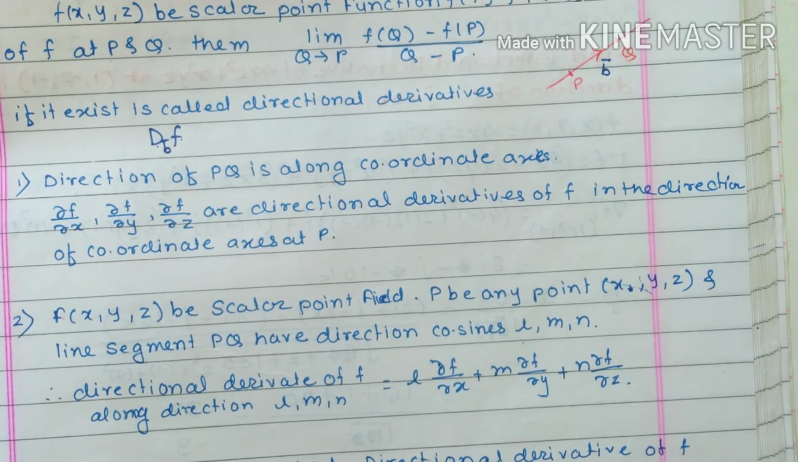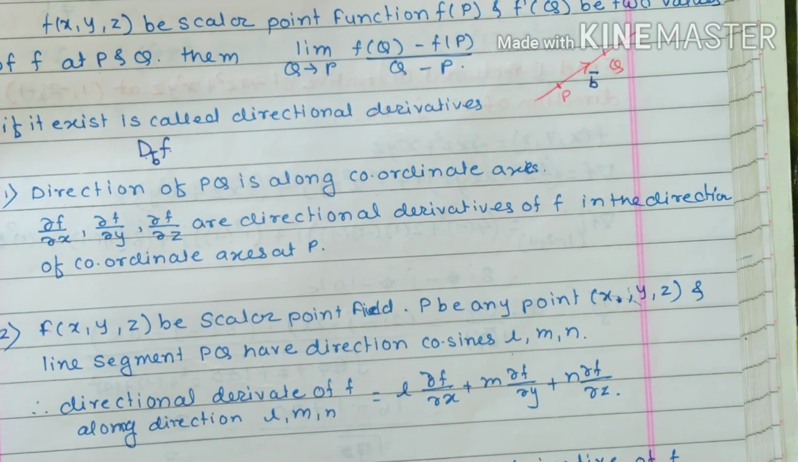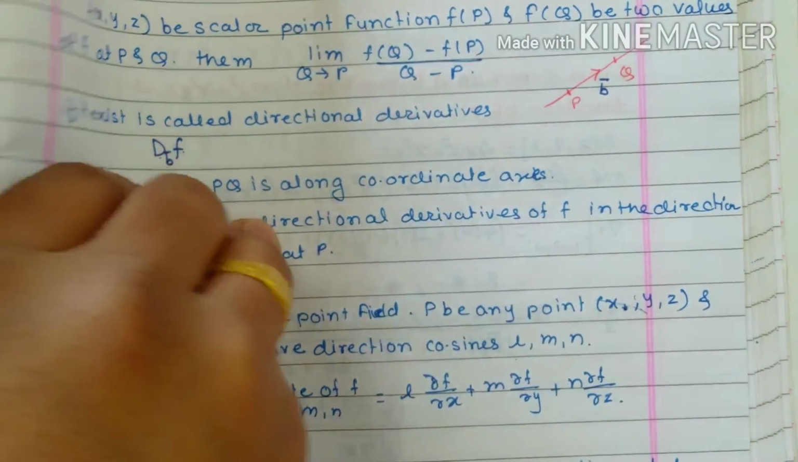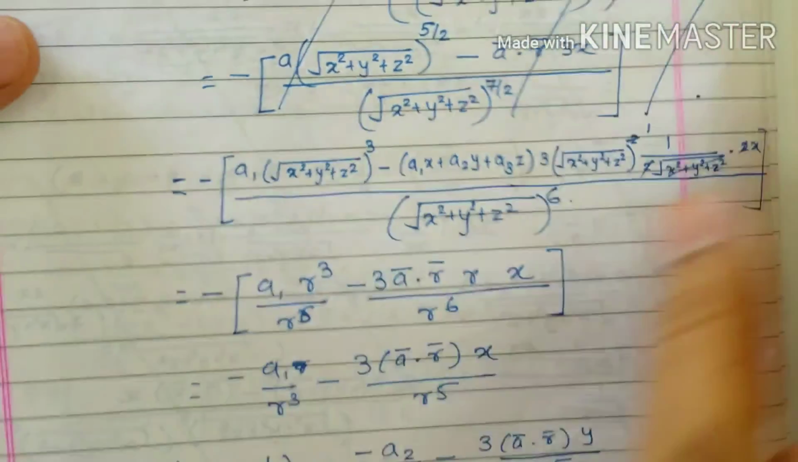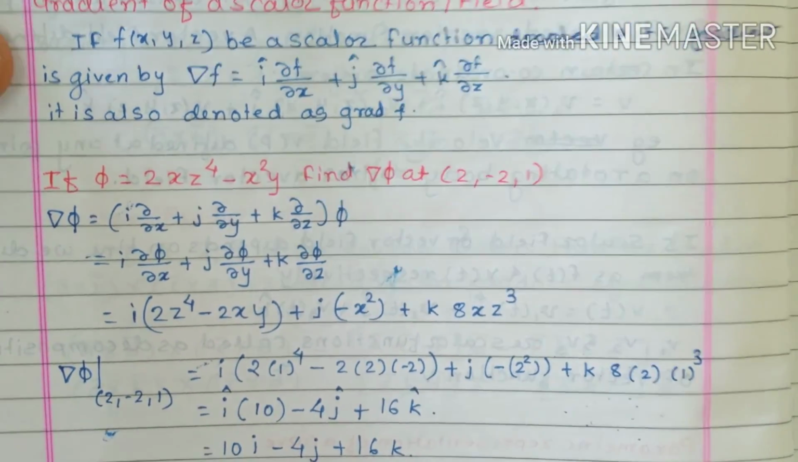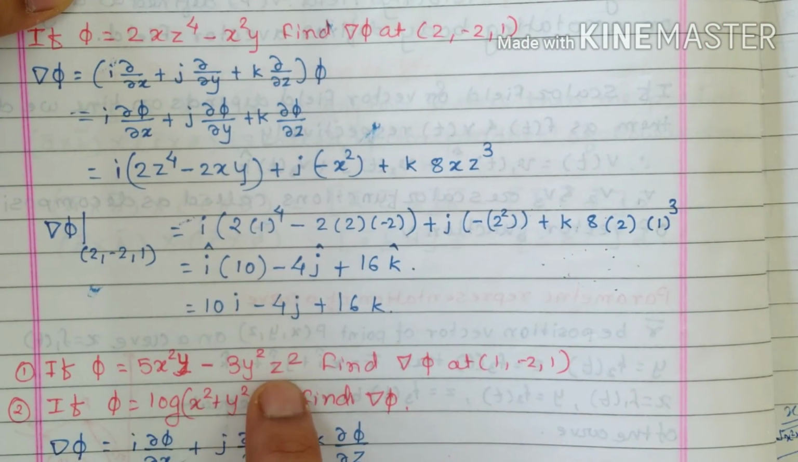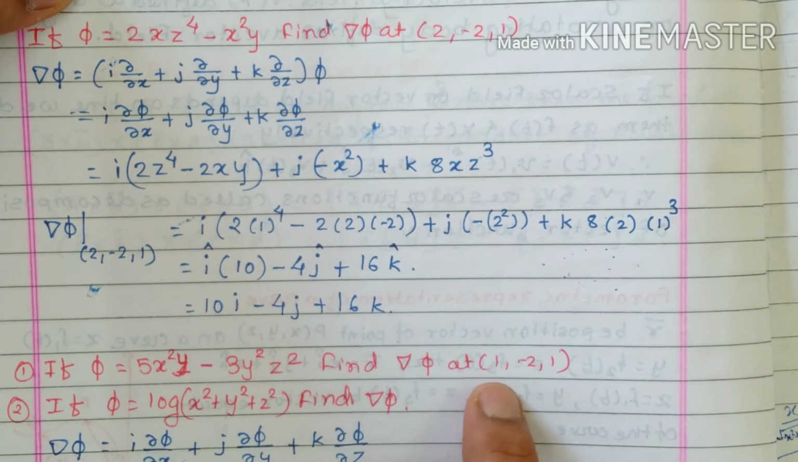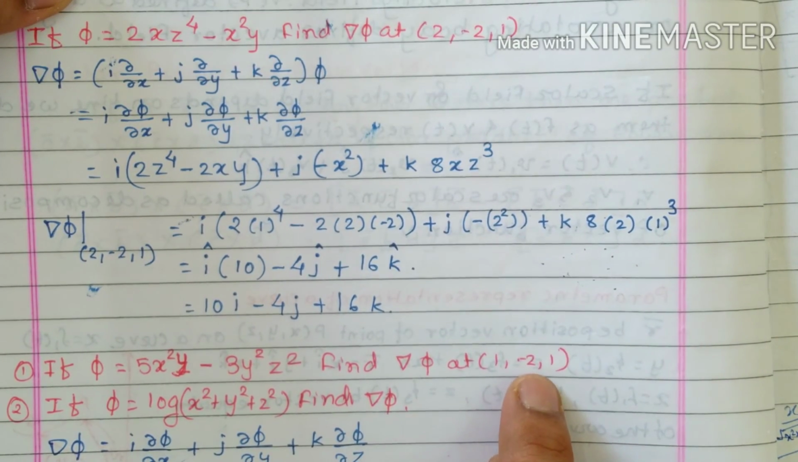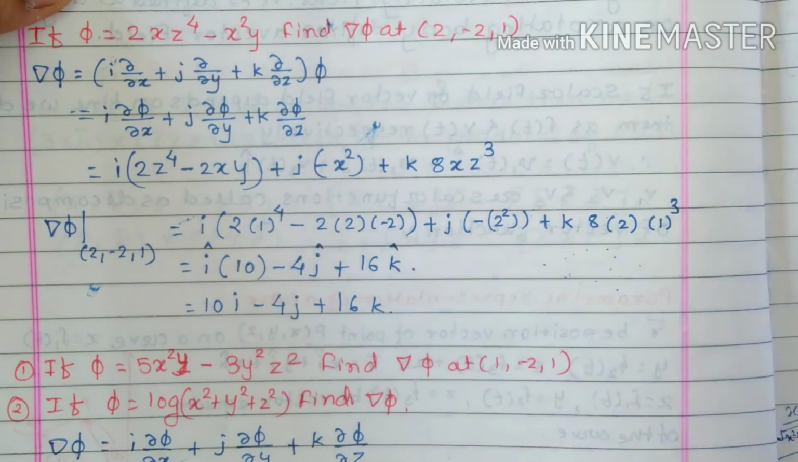Now in the next lecture we are going to discuss the problems depending on the directional derivatives. Till then, just revise whatever we have learned in today's lecture, and also try to get the gradient for this particular function: phi equals x square y minus 3y square z square at the point 1, minus 2, 1. So try to get the gradient of this phi. Okay, thank you.